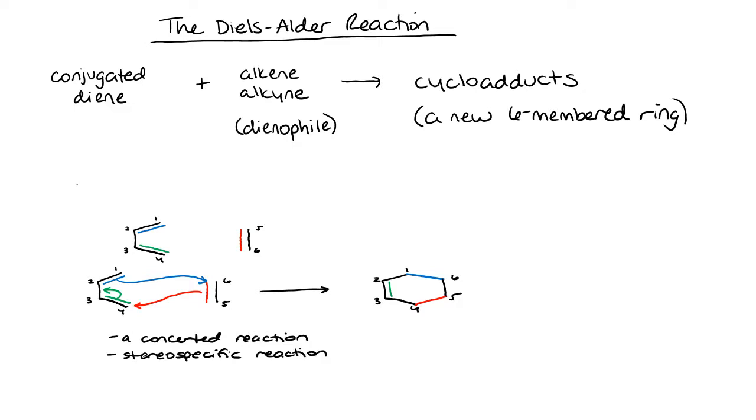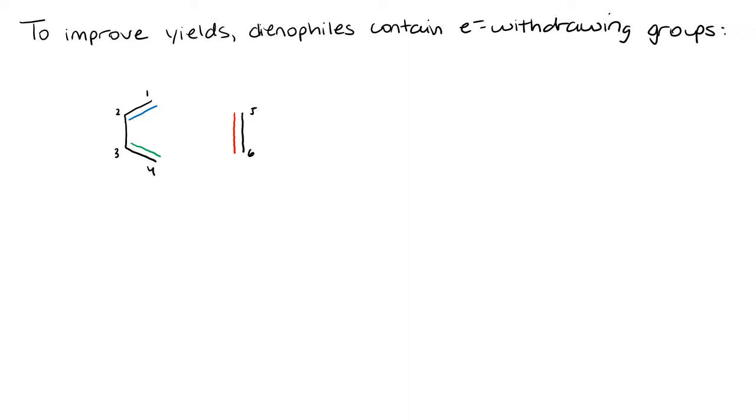Now in general, this reaction is not that efficient if you use a simple alkene or alkyne, such as this one here. So of our simplest Diels Alder reaction, this product will form in about a 20% yield. So as we'll see on the next slide, there's a couple of things we can do to the dienophile to improve the yields of the Diels Alder reaction. To improve the yields, the dienophiles can contain electron withdrawing groups. So we'll go ahead and take a look at our simple dienophile here, this alkene.